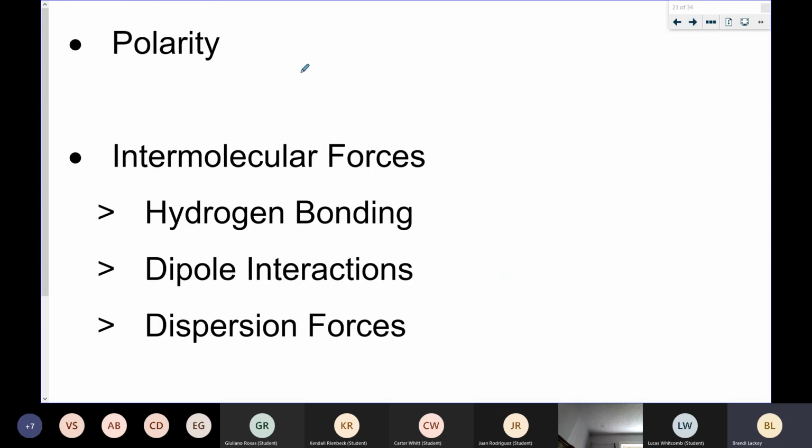All right, and I already talked about polarity a little bit, but polarity is whenever you have that difference in electronegativities. So you have one atom that's stronger than the other, so it's hogging the electrons. We also talked about those intermolecular forces that occur between molecules. These, remember, are weaker than actual bonds. They're simply attractions or forces.